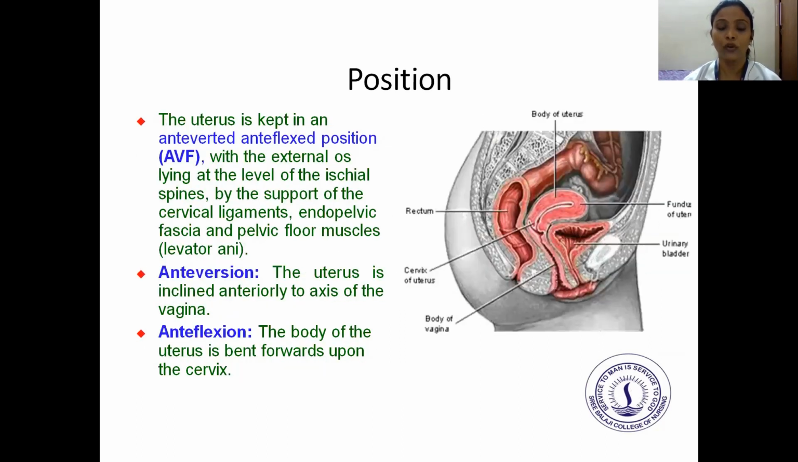And then coming to the position, you all know what is the position of the uterus. It is anteverted and anteflexed. So why is it so? With the external os lying at the level of the ischial spine, with the support of the cardinal ligaments, endopelvic fascia and pelvic floor, that is the pelvic floor muscle, the levator ani muscles. Why is it anteversion? The uterus is inclined anteriorly to the axis of the vagina. That's why it is anteverted. And why is it anteflexed? The body of the uterus is bent forwards on the cervix, so it is anteflexed. So the position of the uterus is anteverted and anteflexed. Can you see in this picture? It is clearly seen the uterus is anteverted and anteflexed in position.